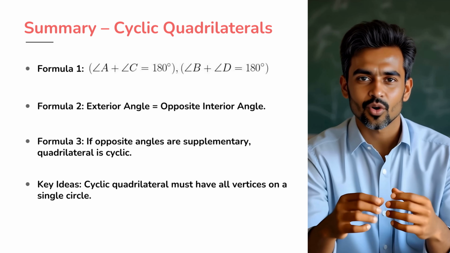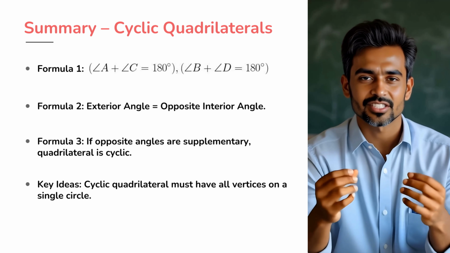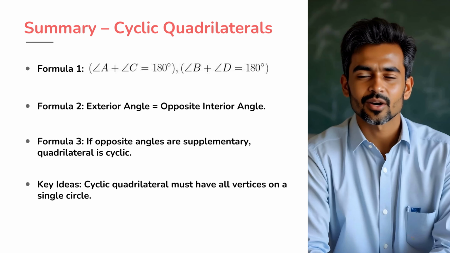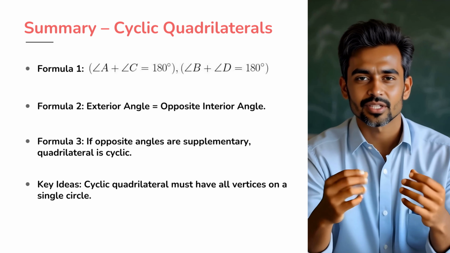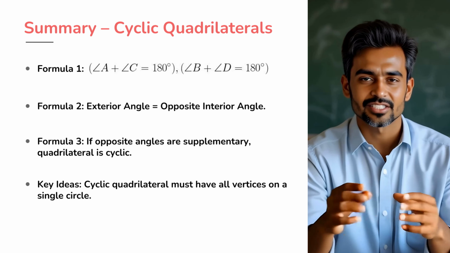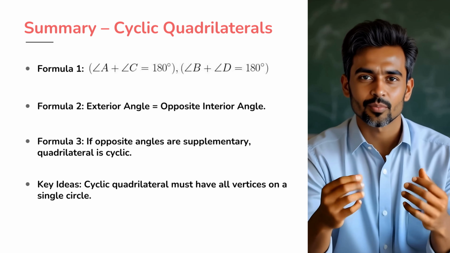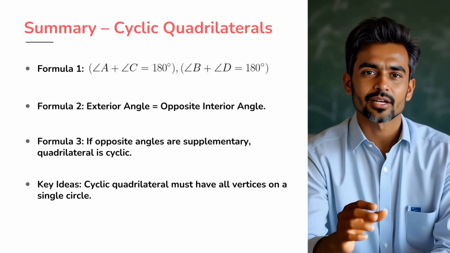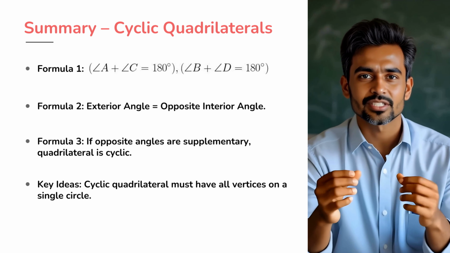Cyclic quadrilaterals always have all vertices lying on a single circle. Opposite angles being supplementary is both a necessary and sufficient condition, and the exterior angle equals the opposite interior angle is a unique and very useful property. These are your go-to facts when dealing with cyclic quadrilaterals in exams or problem solving. Soch ke dekho. How many angle problems can be simplified just by knowing these properties? Fantastic. Keep practicing, and soon these theorems and properties will become second nature for you.